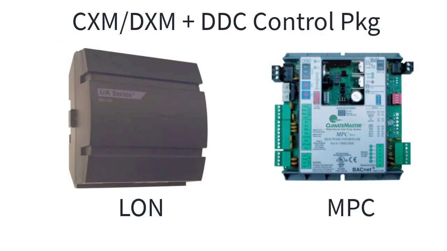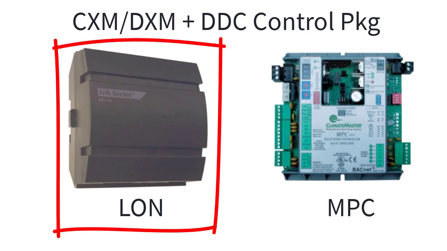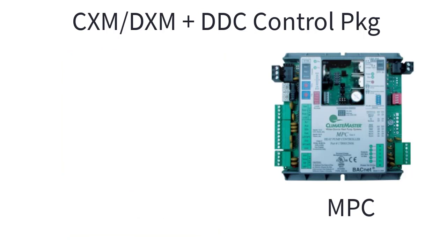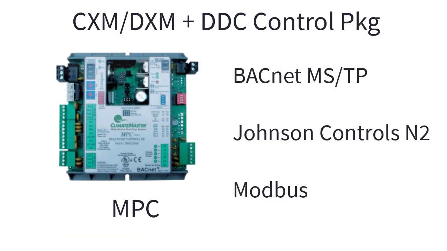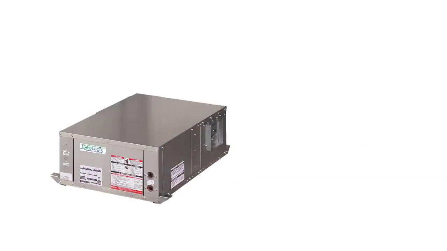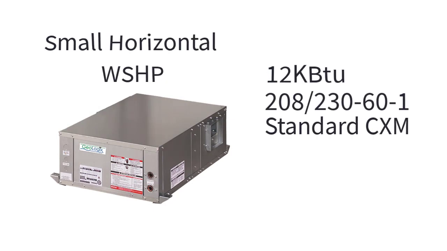Coupled with either of 2 commercial control packages, the CXM or the DXM board can become LonMark compliant with the LAN controller, or, if purchased with an MPC controller, can communicate through BACnet MSTP, Johnson Controls N2, and Modbus, allowing one controller in a multitude of buildings. In our case, we're going to choose a standard CXM control, a very popular choice.